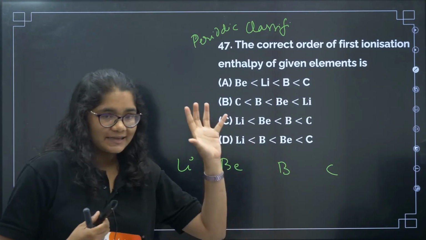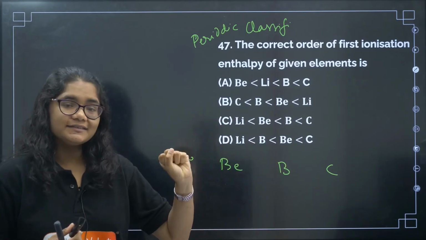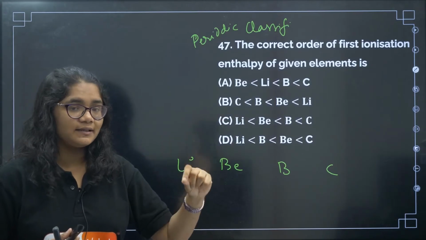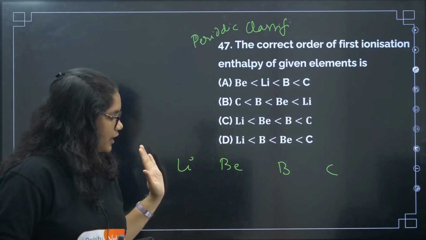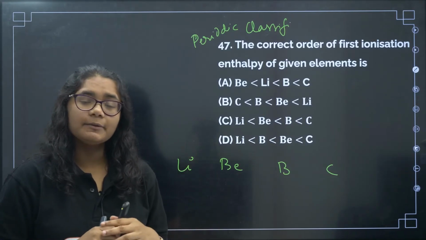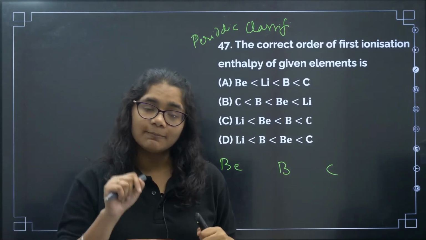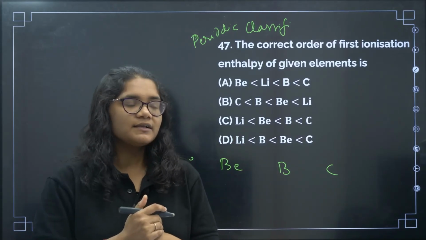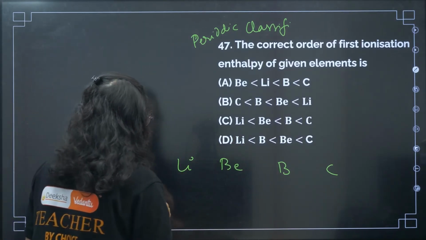Along the period the size decreases, so it becomes difficult to remove the electron, and ionization enthalpy increases. So along the period ionization enthalpy will increase, but ionization enthalpy depends on many factors, and one of the important factors is the electronic configuration of the atom. So let us see the electronic configuration for this one.